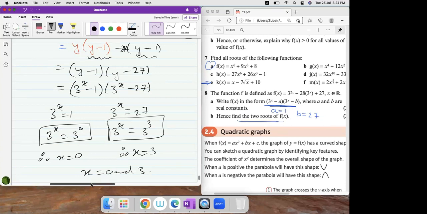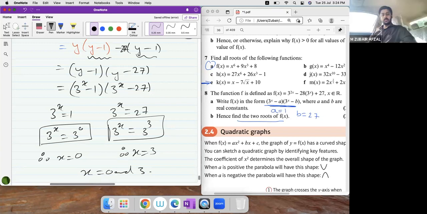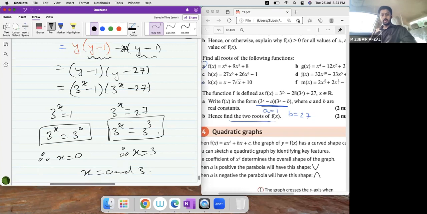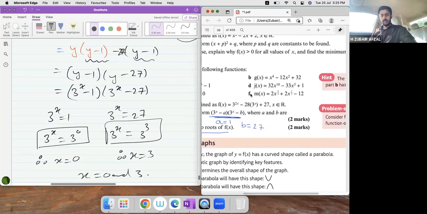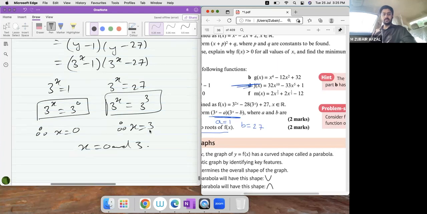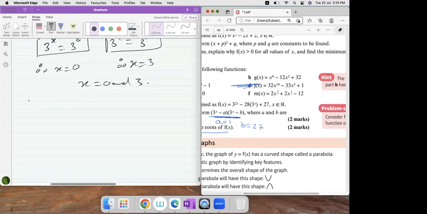And one more example. If you have any question in mind, you may choose, or we can take it out from here as well. If I say this D part, x power 10 and x power 5... wait, F part seems harder. F part.